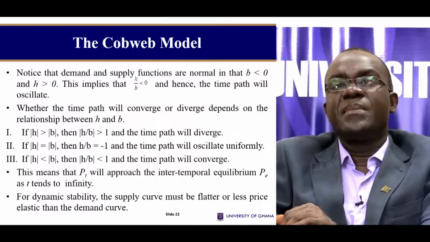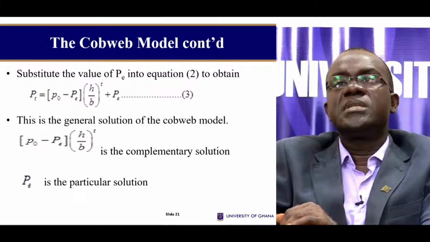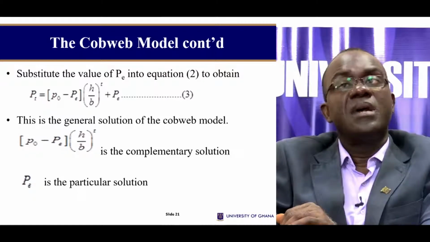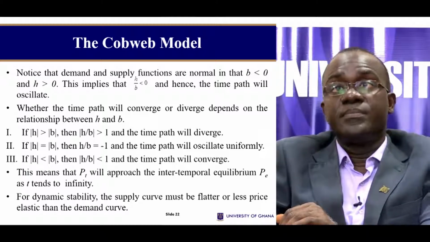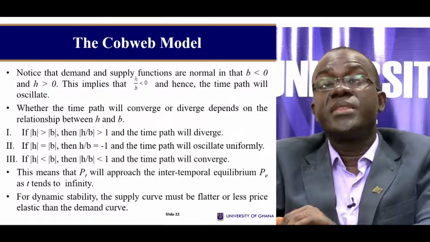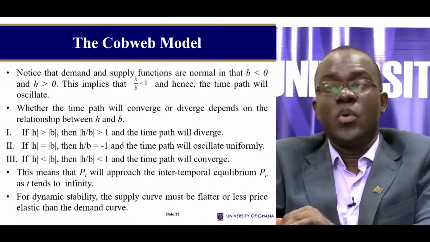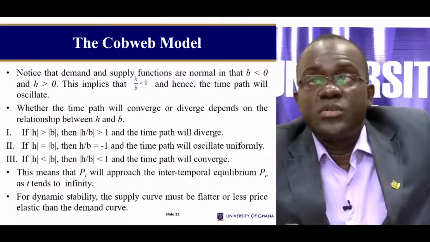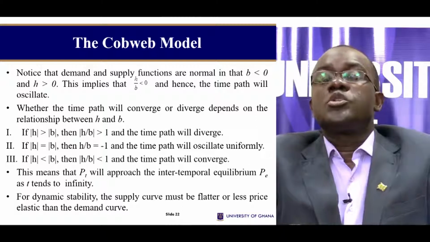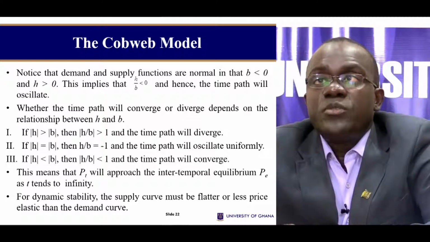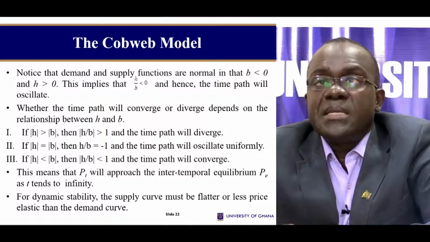Now, the dynamic stability of this equation, notice that it will depend on the ratio H divided by what? B, as usual, right? We know H is greater than 0, but then B is less than 0. So this fraction H over B is always less than 0. So it tells you that there is going to be oscillation, because it's less than 0.